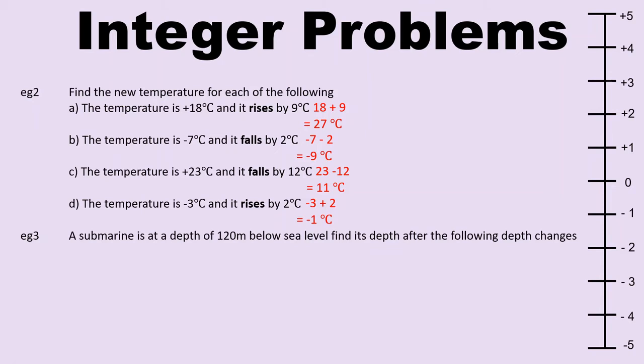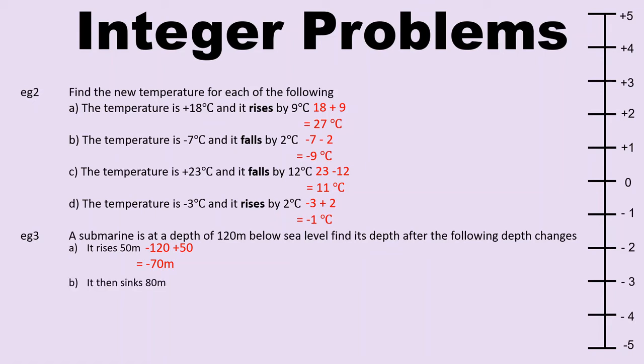A submarine is at a depth of 120 meters below sea level. Find its depth after the following depth changes. So first, if it started at 120 meters below sea level and it rises 50 meters, keep in mind that 120 below sea level means negative 120 meters. Below sea level, we're going into the negative numbers. So that's negative 120 plus 50. This is a negative value and we're adding to it. So it's going to get less negative. You could mentally be thinking 120 minus 50, but you know it's going to stay in the negatives. That's going to be negative 70 meters.